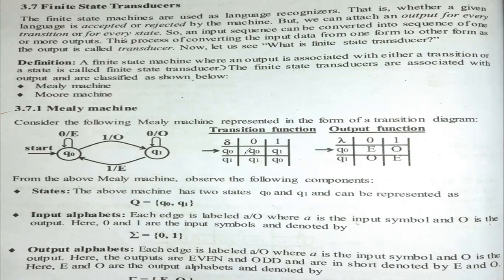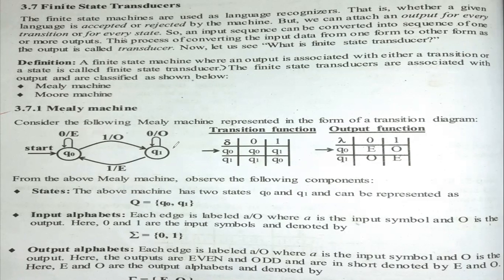Q0 on receiving 0 stays in Q0 itself. If I write Q0, then we are calling it a transition function. But if we are specifying the outcome of this particular state along with the input alphabet, that we are calling the output function. Q0 on receiving 0, E is the outcome. Then Q0 on receiving 1, the outcome is O exactly. So O we are writing.